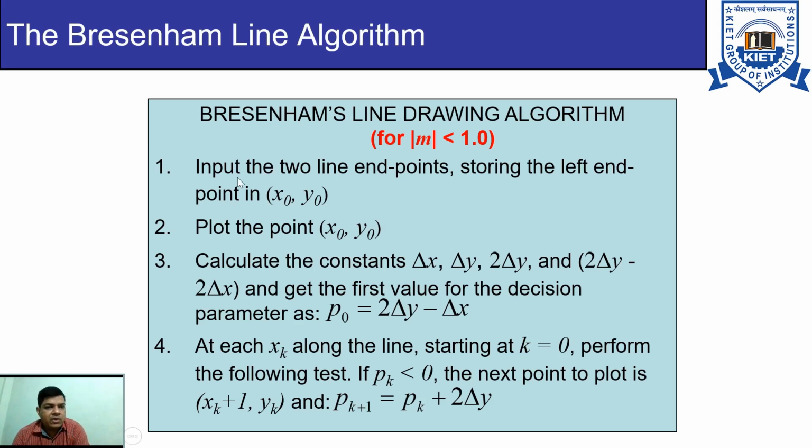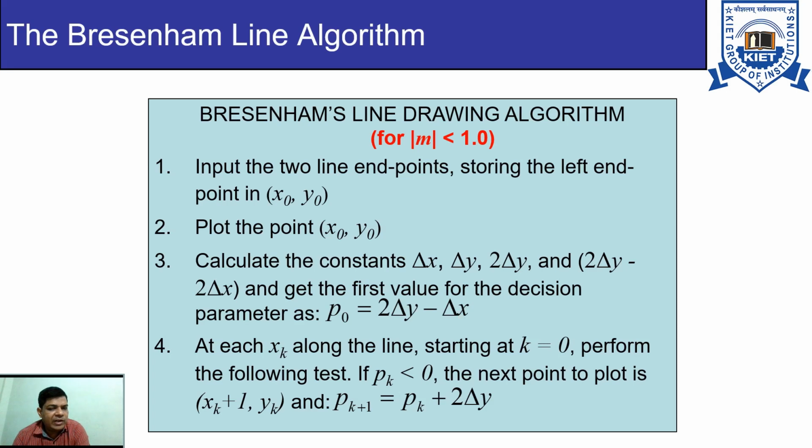So you can see from this algorithm, the first step is we have to input the endpoints of the line, and we know that the line has two endpoints, and the initial point of the line is x0 comma y0, and we are assuming that this point we have already plotted. In the next step, we are calculating delta x, delta y, 2 delta y, 2 delta y minus 2 delta x, and we have to calculate the value of initial pixel parameter.